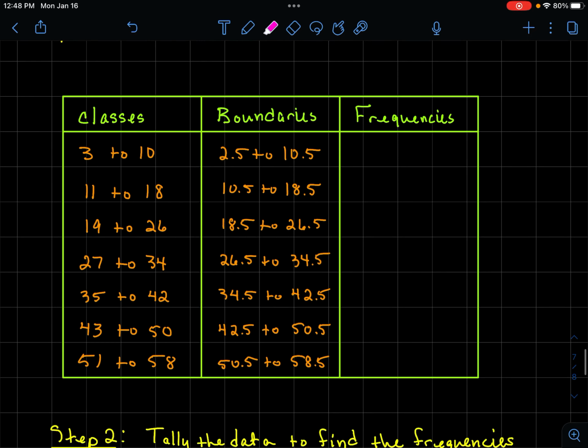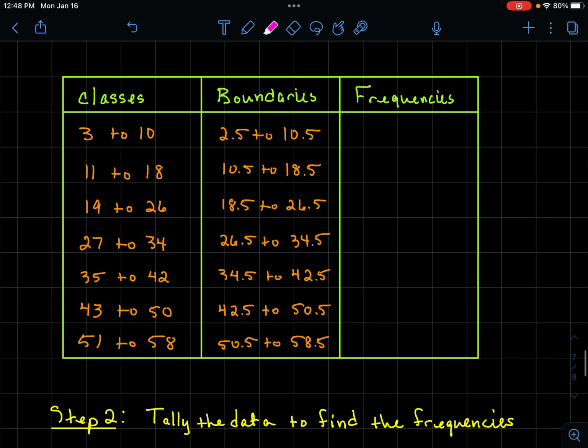And then the very last thing that we would like to do is tally up the data and find all the frequencies. So we would go back to our data points and see all the Electoral College votes that fit between 3 and 10. There are 34 states that have Electoral College votes that are between 3 and 10.